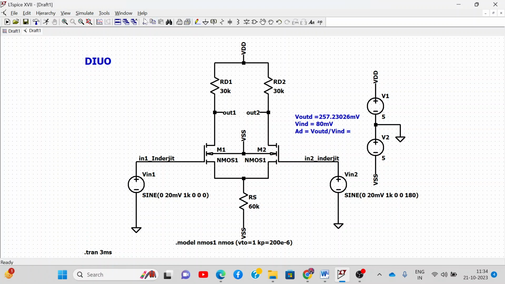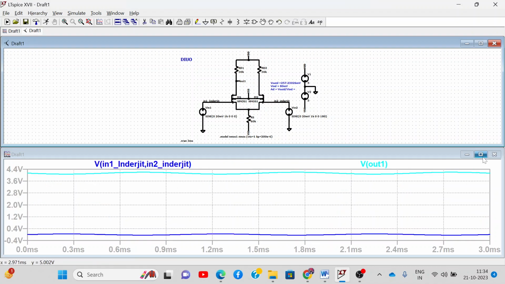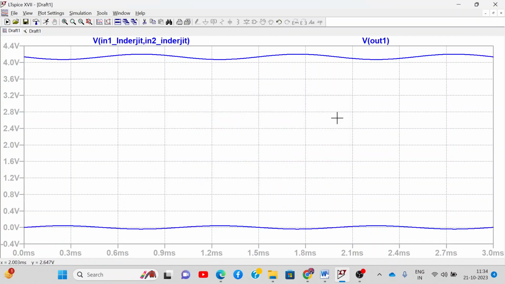Exactly. So here you remove one of the outputs. Okay, and you try to plot. So input is getting plotted very fine, but output is with respect to ground. So if I plot the output, it will come with respect to ground, but you will get the output like this. Yes or no?